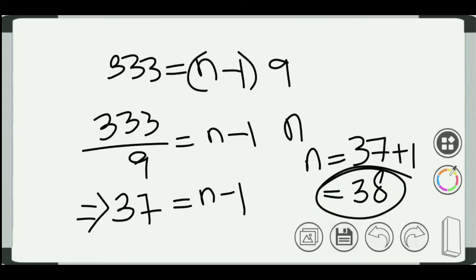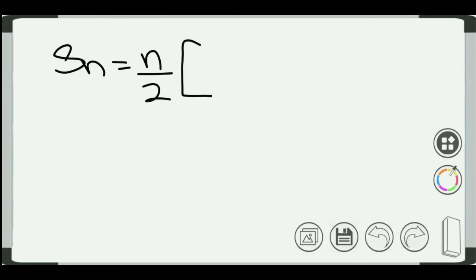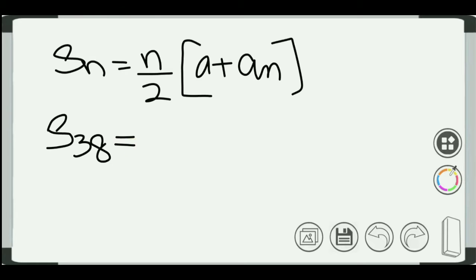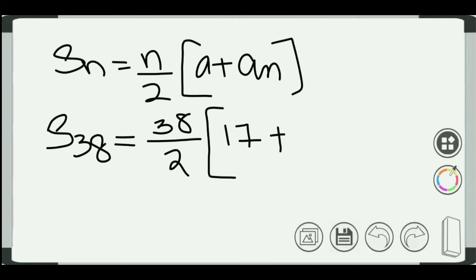Now you need to find the sum of n terms, that is the sum of 38 terms. So I am putting this in the second formula. Sn is equal to n by 2, because we have the value of an, so I will put into the second formula, n by 2 into a plus an. So Sn, what is n we got? 38. So you can write S38 is equal to 38 divided by 2 into a plus an. a is 17, it's given in the question, 17 plus an. Last term is given as 350.